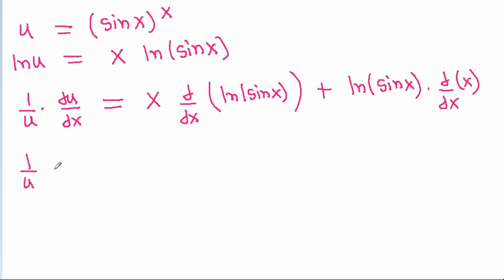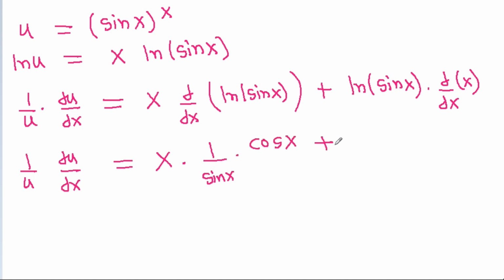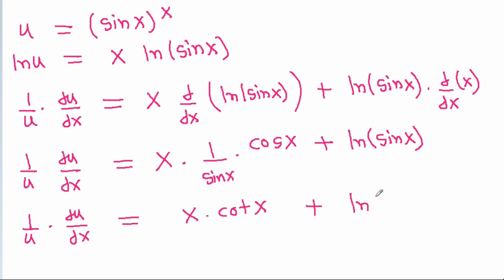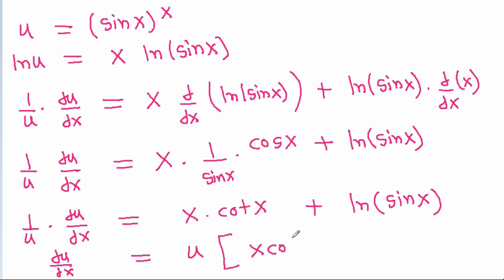So 1 by u times du by dx is equal to x times, and the differentiation of ln sin x is 1 by sin x times cos x, plus ln sin x, and the differentiation of x is 1. So 1 by u times du by dx is equal to x times cos x by sin x, which is cot x, plus ln sin x, and we get du by dx is equal to u times x cot x plus ln sin x.